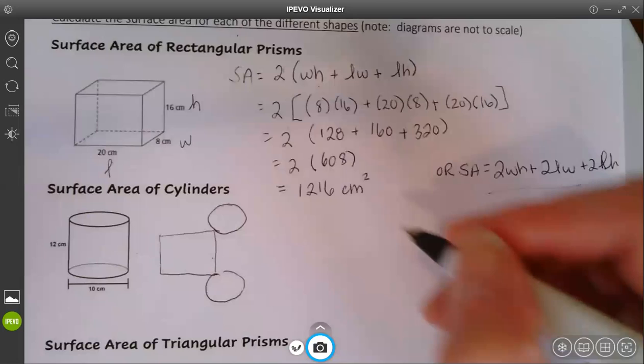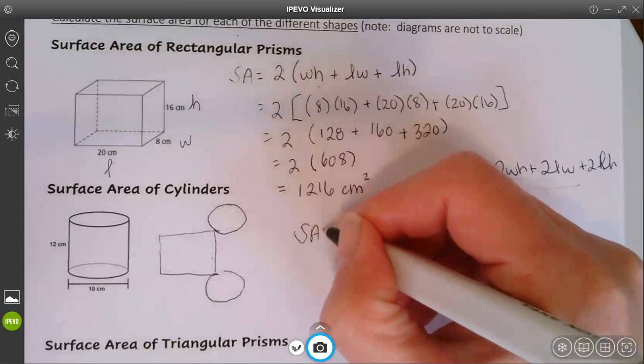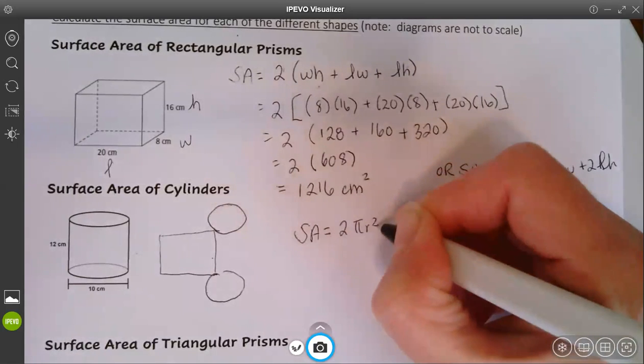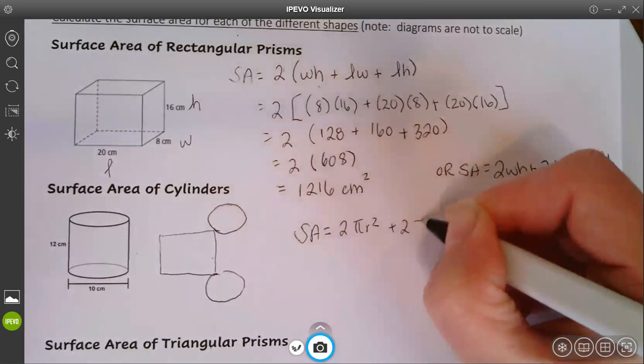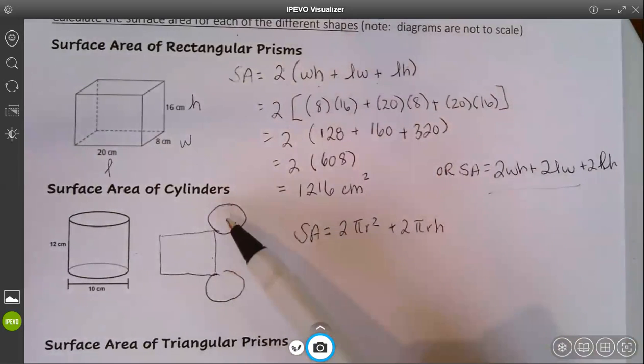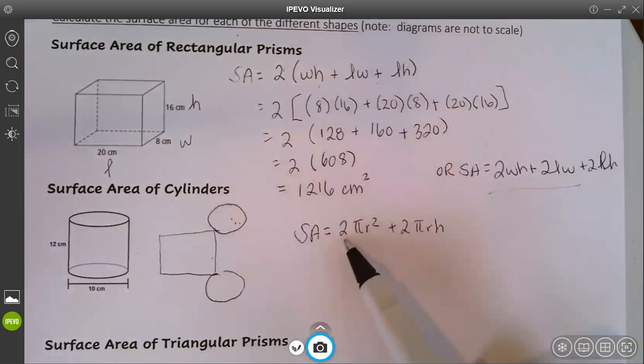And so when you look at the formula for this, its surface area equals 2 pi r squared plus 2 pi RH. How this comes together is the 2 pi r squared means that you have two circles that are identical. They have the same radius. So the area of a circle is pi r squared, and then we multiply it by 2 because the top and the bottom are the same.